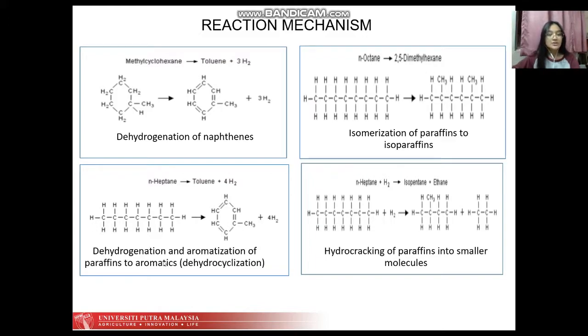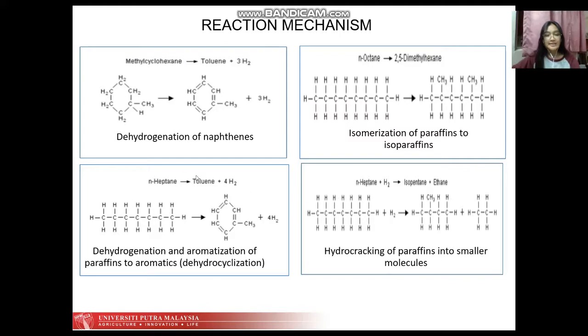Next is the dehydrogenation and aromatization of paraffins to aromatics, or it can also be called dehydrocyclization. Here we can see that hydrogen molecules in the heptane are being removed to form toluene in an aromatic form. And lastly, it is the hydrocracking of paraffins into smaller molecules. Here the paraffin used is heptane and it is hydrocracked to form smaller molecules, which are isopentane and also ethane.